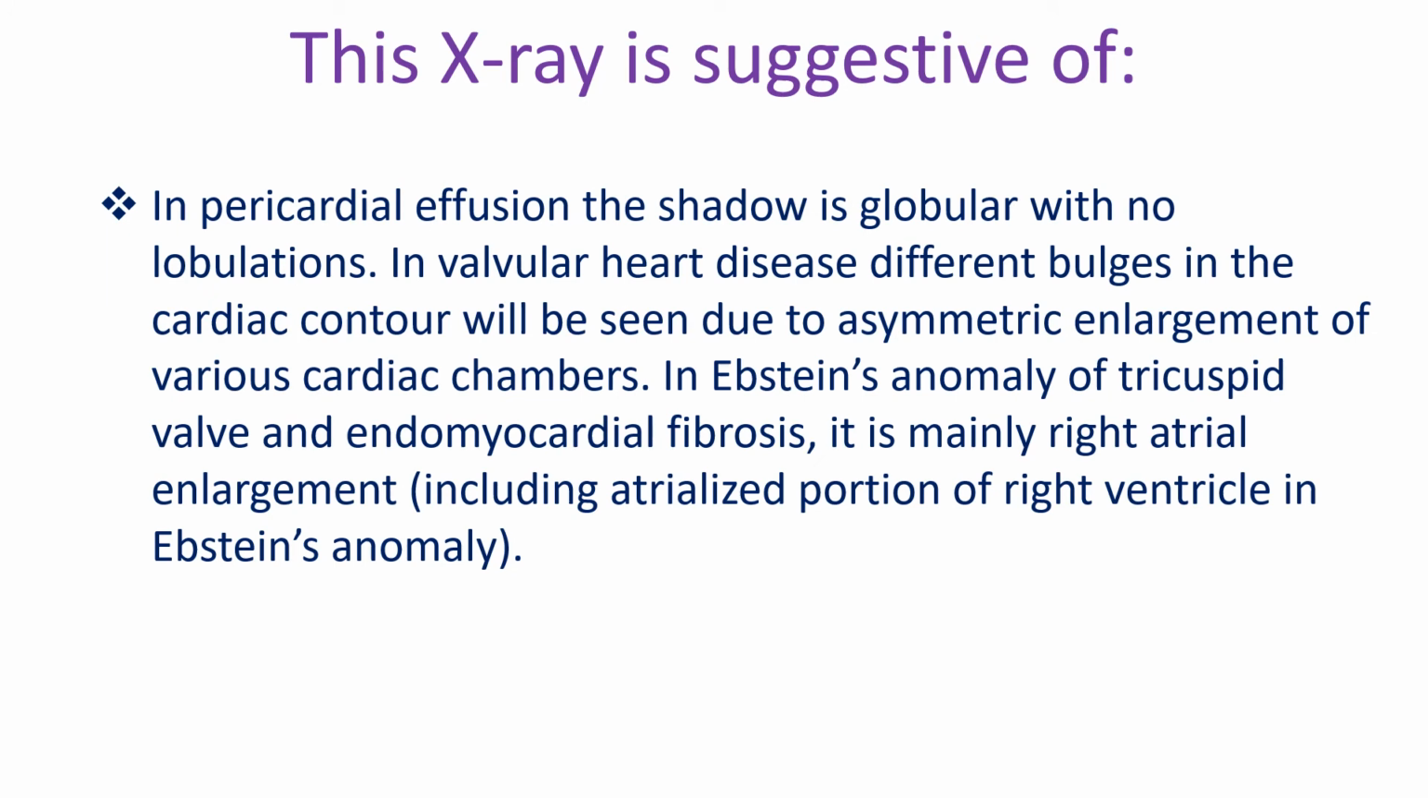In large pericardial effusion, the shadow is globular with no lobulations. In valvular heart disease, different bulges in the cardiac contour will be seen due to asymmetric enlargement of various cardiac chambers. In Epstein's anomaly of tricuspid valve and endomyocardial fibrosis, it is mainly right atrial enlargement, including atrialized portion of right ventricle in Epstein's anomaly.